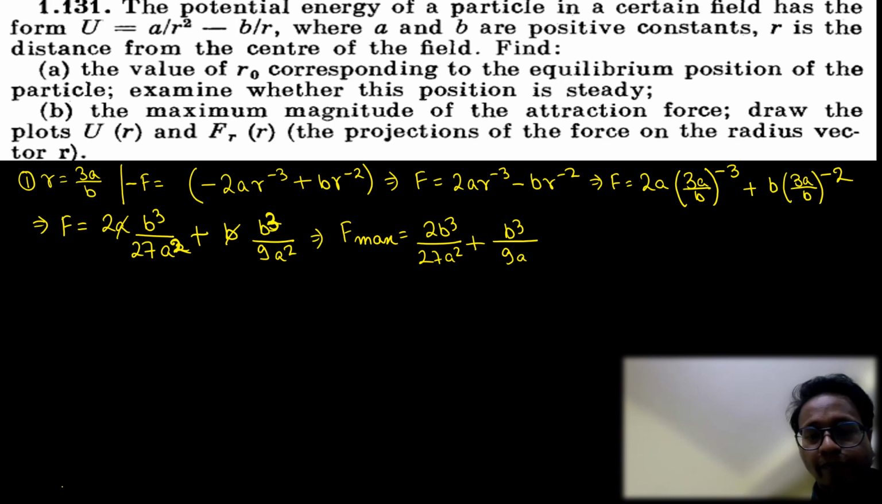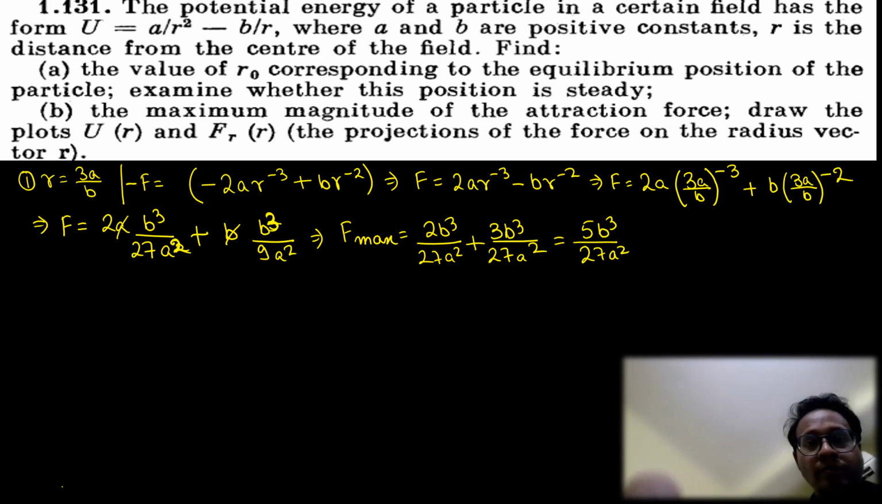In this equation I can multiply the numerator by 3 and the denominator by 3. So 3b cube by 9 times 3, which is 27a square. Or we get 5b cube by 27a square as the maximum value of force.